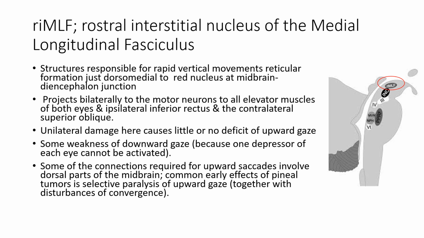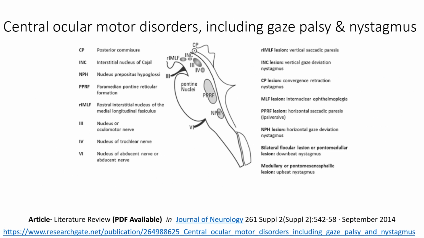So let's take a look and break this down. The next slide has a picture here for us to follow. I found this in the Journal of Neurology, September 2014 article. The citation is at the bottom of the page if you want to read the article. It's called Central Ocular Motor Disorders, including Gaze Palsy and Nystagmus. It really does a great job of showing us the structures on the left-hand side, and then on the right-hand side, we can see the associated deficits that we'll see if there's a problem in these areas.